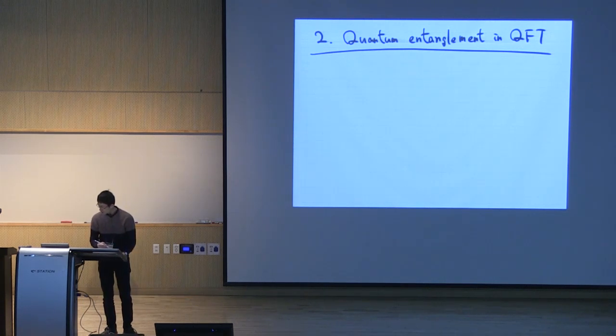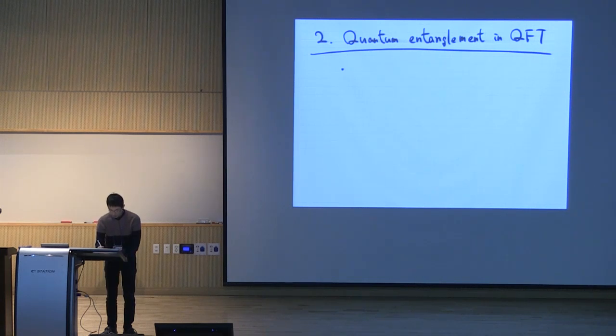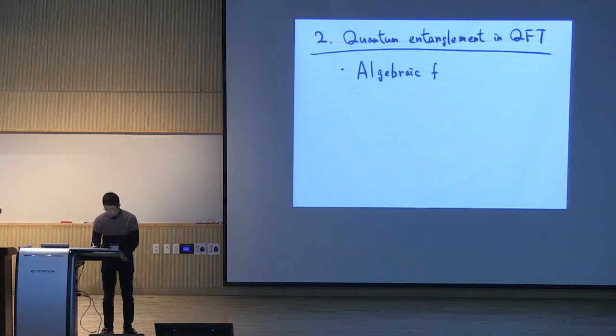And roughly, there are two approaches when you go to QFT. One is that you naively generalize the quantum mechanical description of entanglement to QFT using so-called algebraic quantum field theory. So there is an algebraic formulation. And the other one is, of course, the path integral formulation.